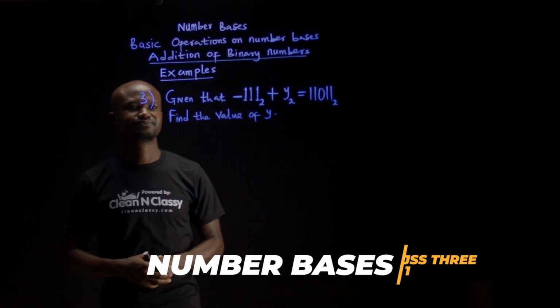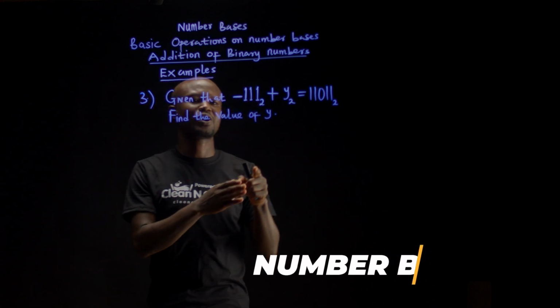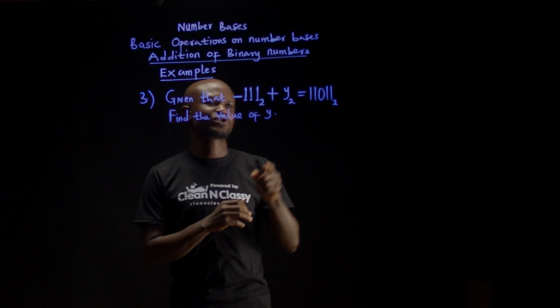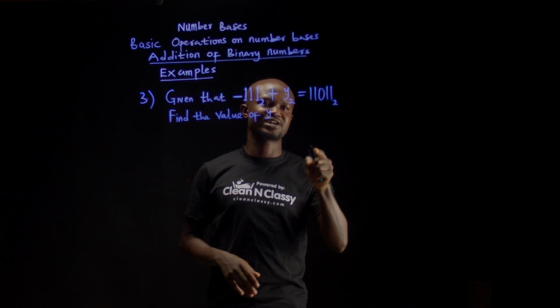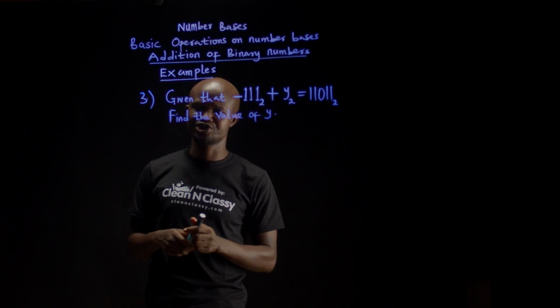Number 3. Given that minus 111 base 2 plus y base 2 is equal to 11011 base 2, find the value of y. Solution.